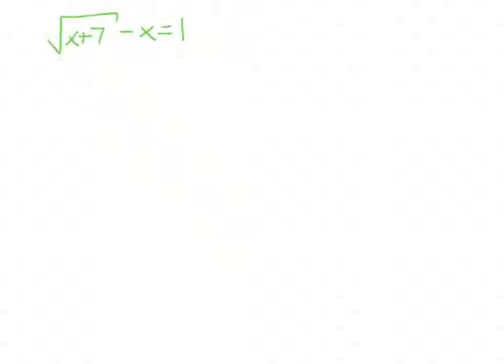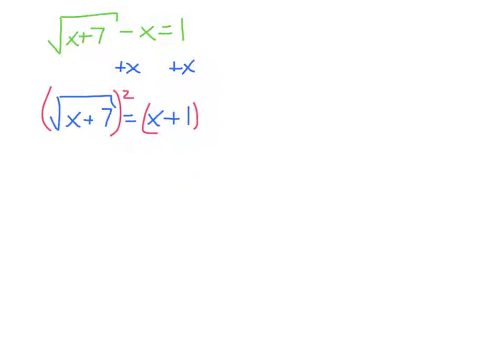So when you're solving radical equations, make sure that you get everything that's outside of that radical to the other side of the equation. So our first move here is to add the x to the other side. And so we'll have the square root of x plus 7 equals x plus 1. Now, since we're dealing with a square root here, we're still going to square both sides, but make sure you do exactly that.